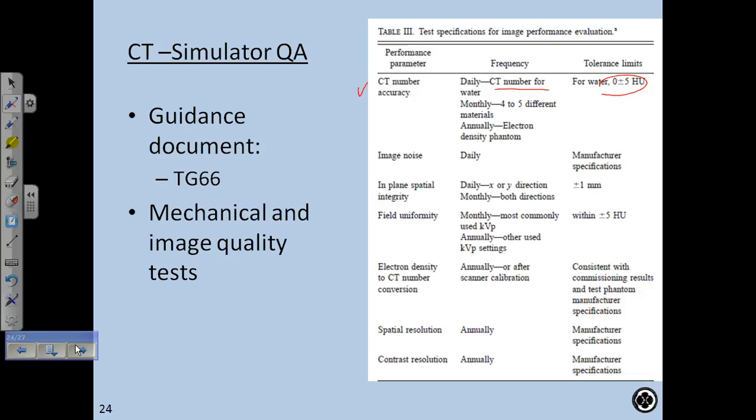It never fails. I mean, our CT scanners are pretty good. So on a monthly basis, you use the cheese phantom, or you can use the CatPhan, because the CatPhan has different materials in it.